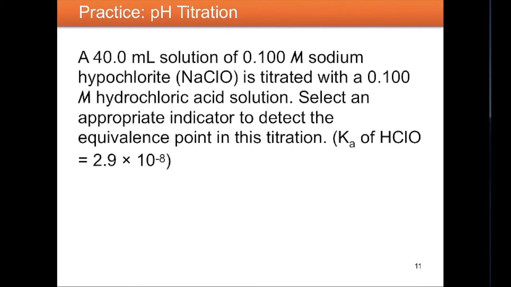So we're titrating a 0.1 molar sodium hypochlorite solution with hydrochloric acid. So how are we going to approach this problem? The first thing we have to do is figure out what the pH is at the equivalence point of this particular titration. Once we know that, we can go back to the previous slide and choose an indicator which changes color near that particular pH.